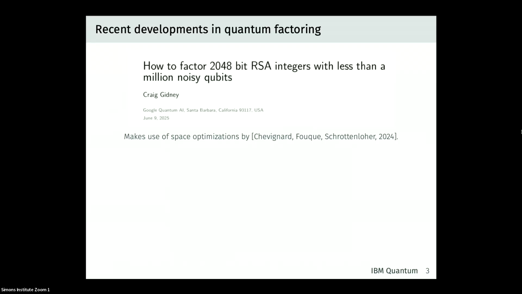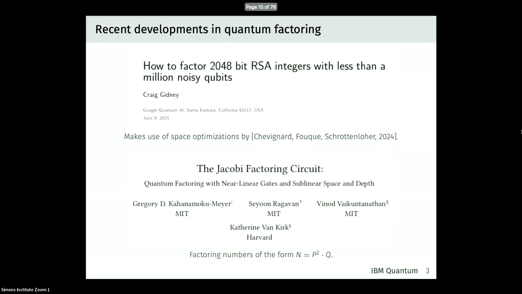Okay, so before telling you about an idea that we had, which we think might lie in the middle of that Venn diagram, I just wanted to bring up some really interesting recent developments in quantum factoring, where it's been shown that you can significantly reduce the resources that are required to factor. So there was this paper by Craig Gidney showing that you could factor 2048-bit RSA integers with less than 1 million noisy qubits. And this makes use of some very clever space optimization techniques that we're going to hear about in the next talk.